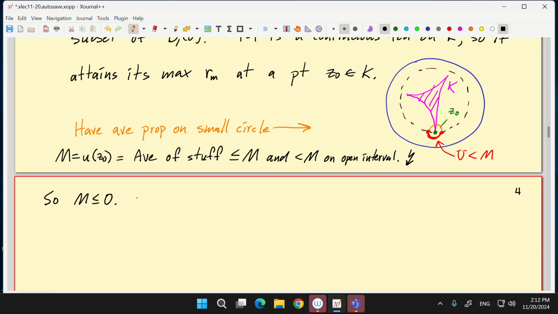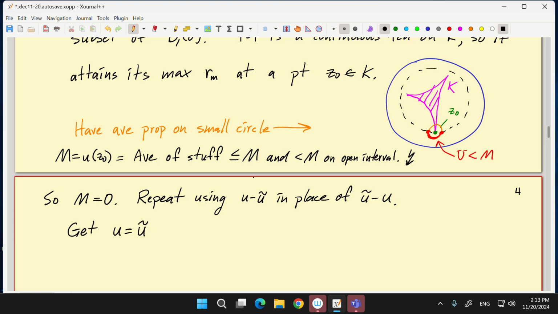And we repeat, actually the M is equal to 0. And now we repeat the same argument again, except now we use u minus u twiddle, or u twiddle minus u, and we get that u is equal to this Poisson extension, and of course this one is harmonic on D. So that's clever.